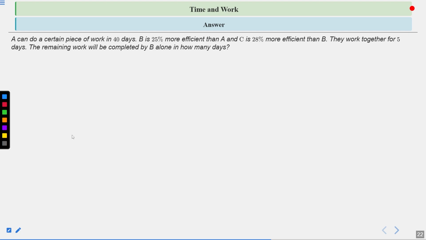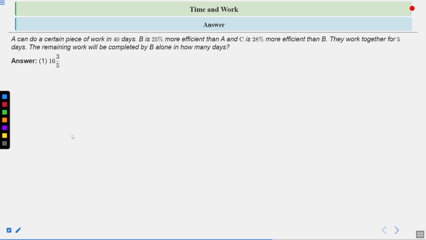A can do a certain piece of work in 40 days. It is given. B is 25% more efficient than A and C is 28% more efficient than B. So we can make the relation between the efficiencies of A, B and C. Then when we have the efficiency of A, we can calculate the total work, because in this question the number of days taken by A alone to complete the work is given. So multiplying the efficiency of A by the number of days, we get the total work. Then they work together for 5 days. So we can calculate the 5 days' work and subtract it from the total work, and dividing the remaining work by the efficiency of B, we get our answer.